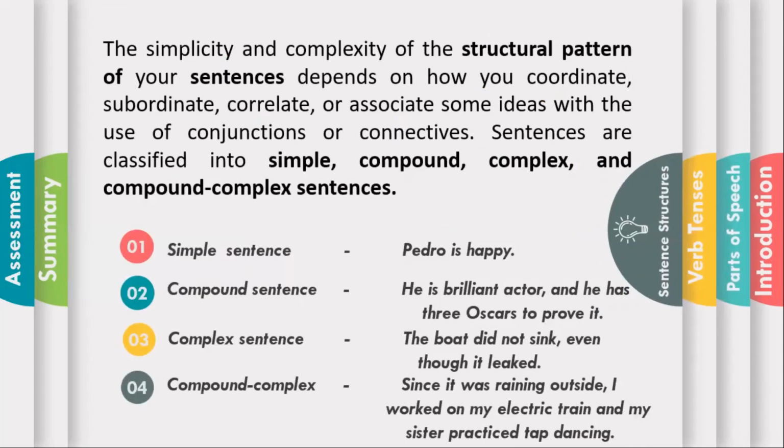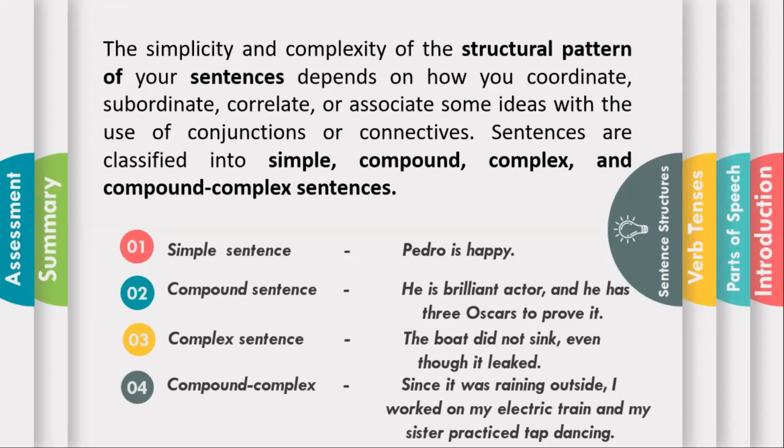Last topic is sentence structure. The complexity of the structural pattern of your sentences depends on how you coordinate, subordinate, correlate, or associate some ideas with the use of conjunctions or connectives. Sentences are classified into simple, compound, complex, and compound complex sentences. Conjunctions play a big role in identifying the kinds of sentences we are using.